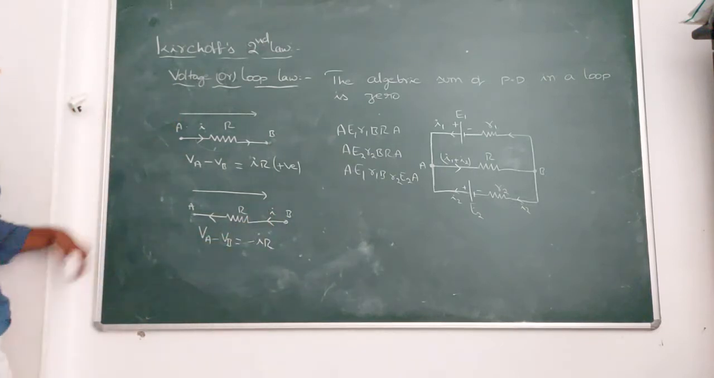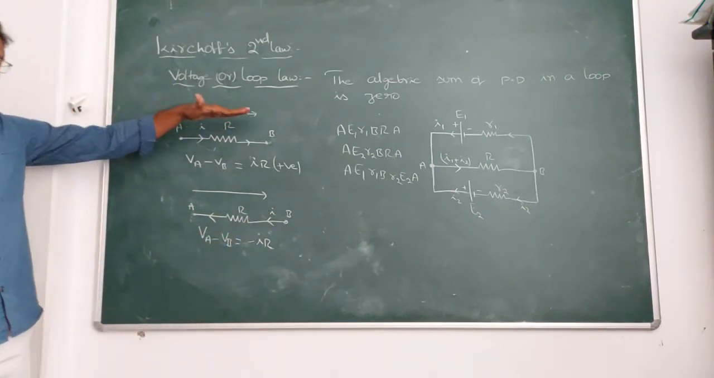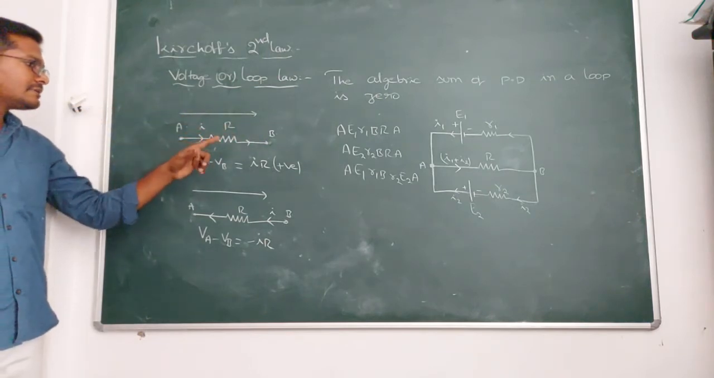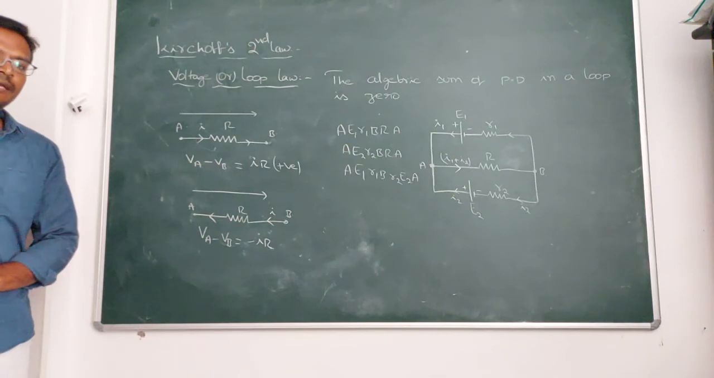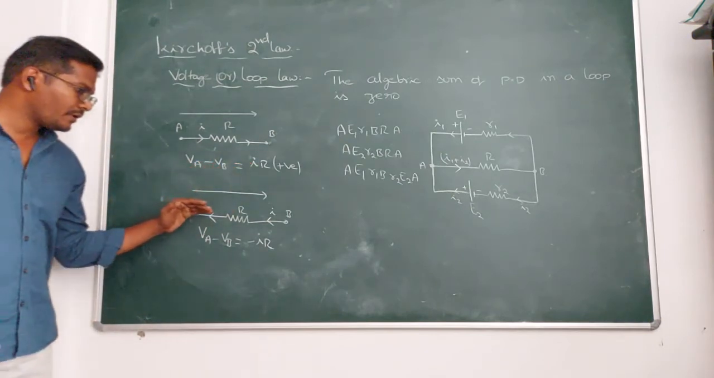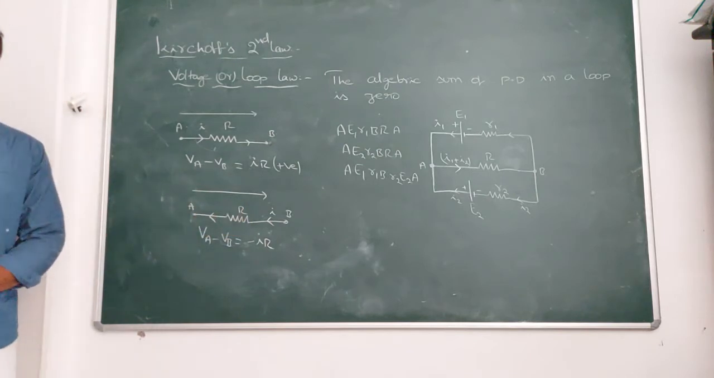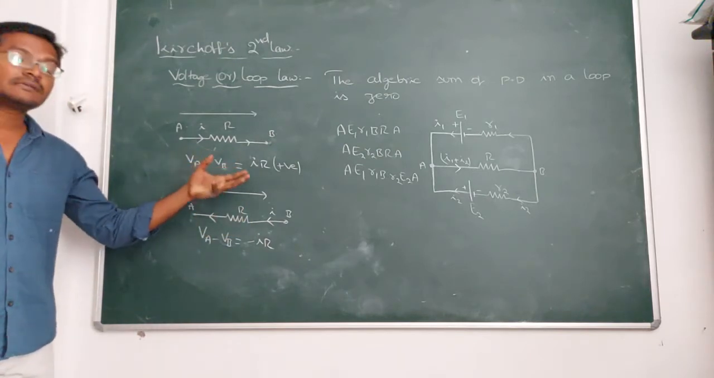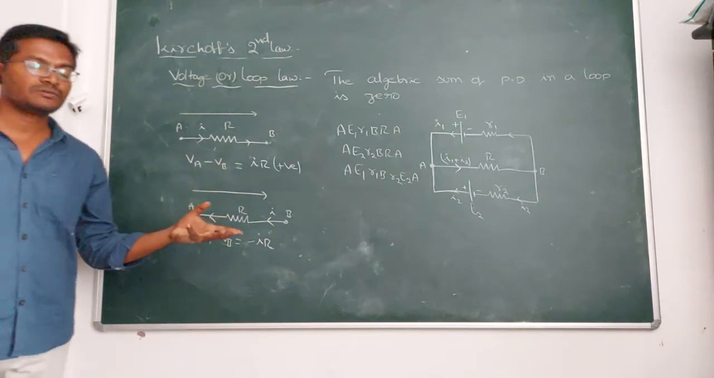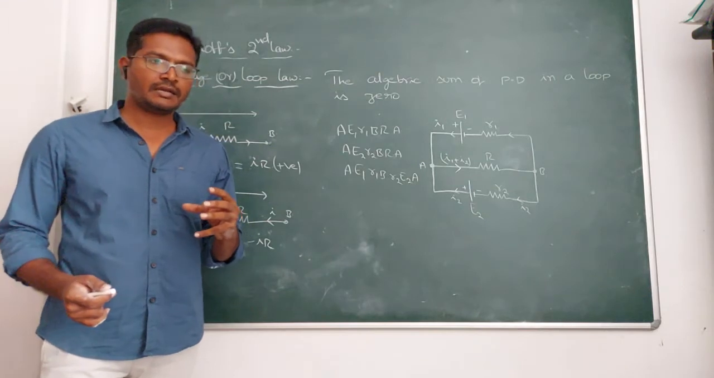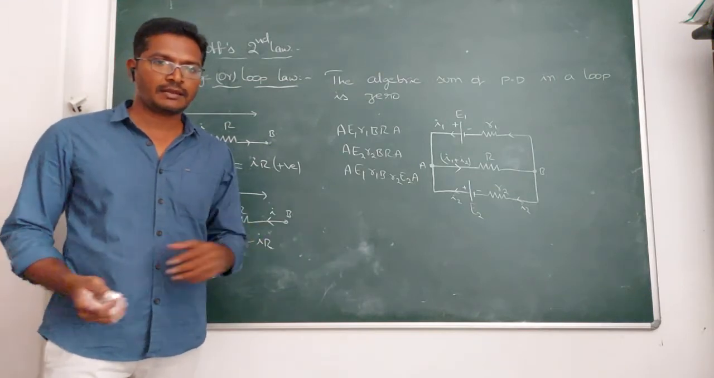So that means if your loop and your current are in the same direction, then you can take that one as positive. If your loop and the current are in the opposite direction, then you can take that as negative. You can take the reverse direction also. That is also correct. Different teachers use different methods of calculating here.